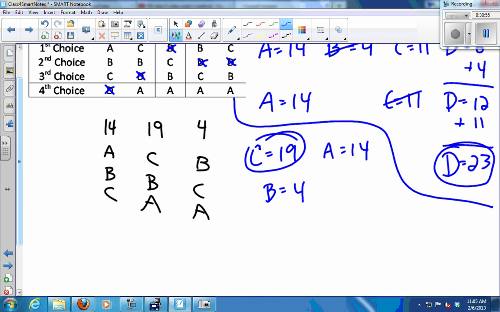Majority, C wins. So even though we gave these points to D the first time, we still keep it. You start all over. So C gets second place.